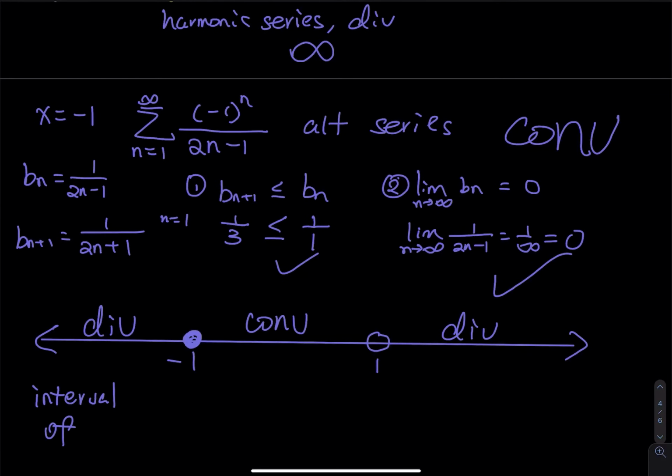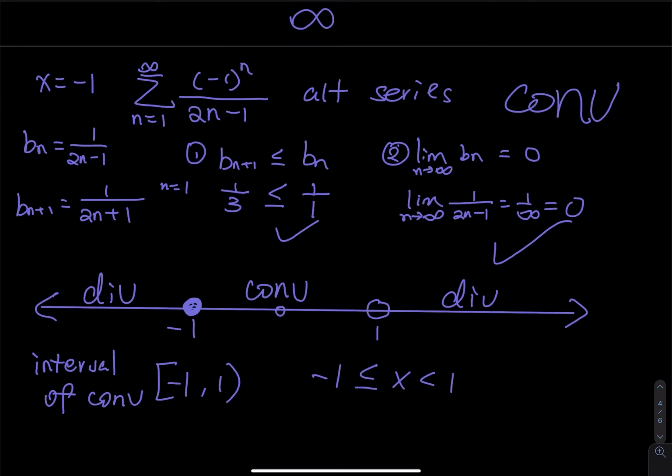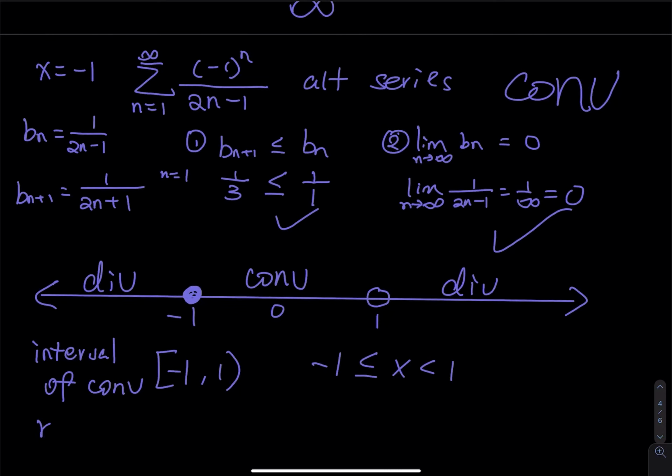So that means the interval of convergence is between -1 and 1. The square bracket means x can be equal to -1, so using an inequality, that will have an equal sign. All right, and what about the radius? The 0 is right here, so the radius, half of the length, equals 1. That will be the end of number 2 and also the end of this video.